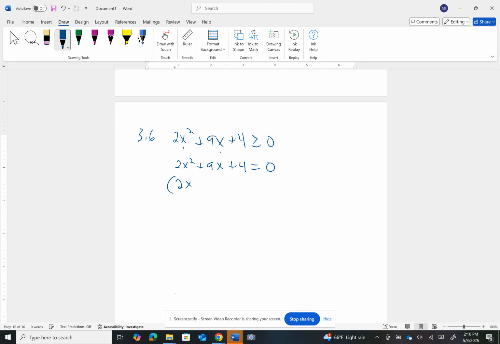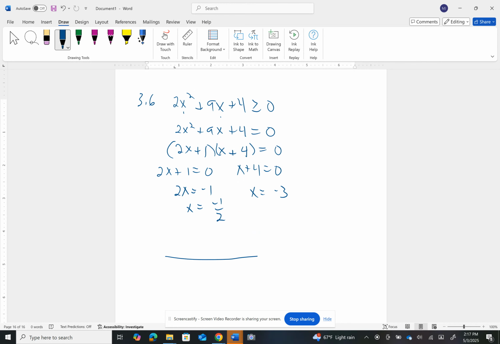All right, so this one might factor. I would need a 2x and an x, and if I put a 4 there and a 1 there, that should work if I make them both positive, and it does. And so then I can tell that either that factor has to be 0 or this one. So x equals either negative 3, or here I would subtract 1 and then divide by 2 and get a negative 1/2. Okay? So those are the numbers that are the boundary between the numbers that work and the numbers that don't work.